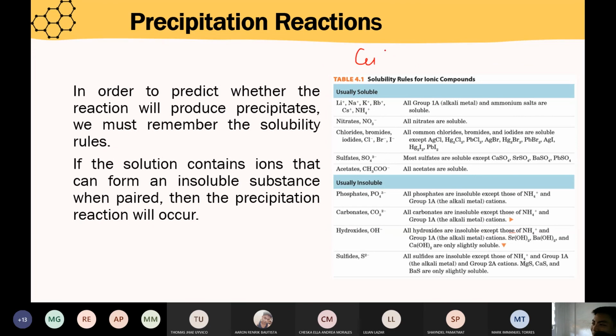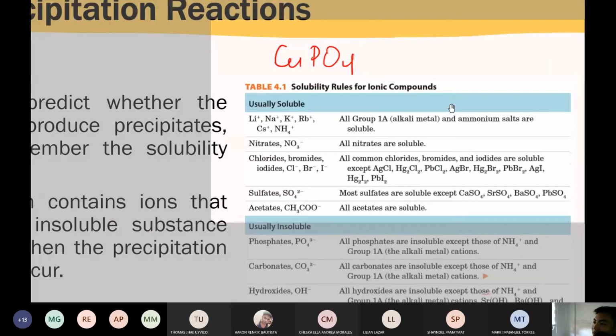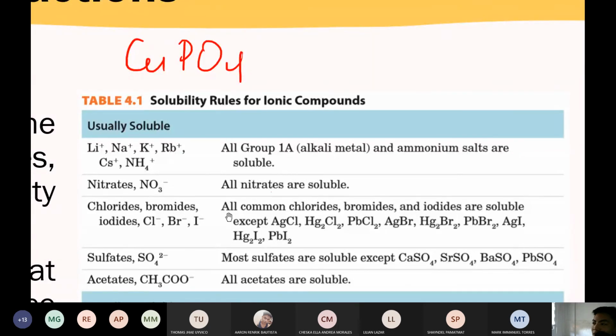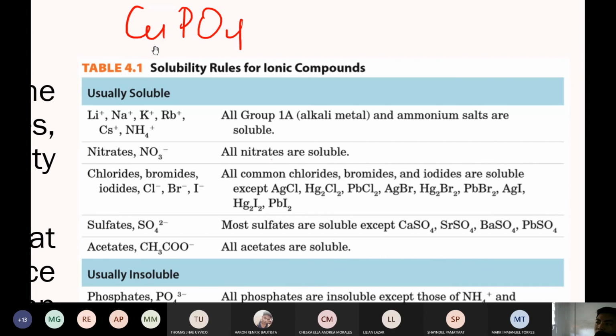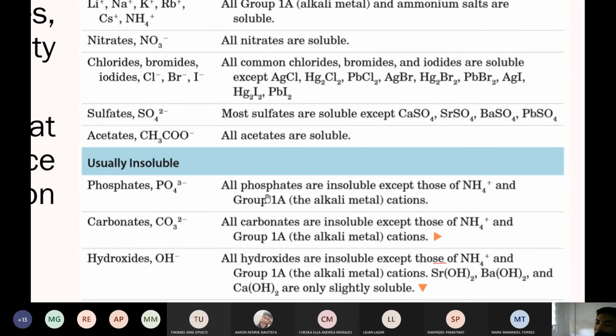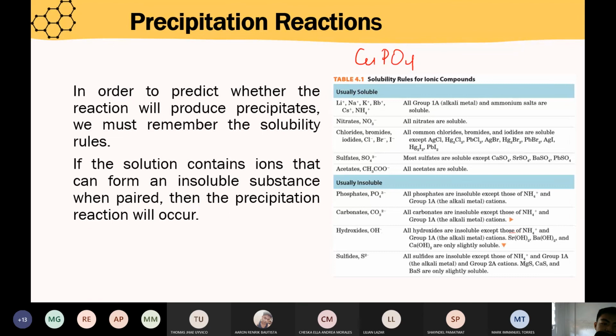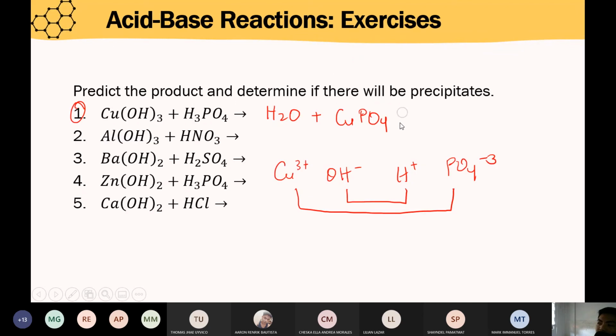Anyway, so ano yung compound natin? Copper phosphate, di ba? Yeah, so copper phosphate yan. O, tingin tayo. May sinabi ba about copper phosphate? Wala dito. Ayan, phosphate. Okay, so ano sabi dito sa phosphate? All phosphates are insoluble except those of ammonium and group 1. So, ibig sabihin, kapag ang phosphate, kapartner niya si ammonium o kaya group 1, soluble siya. Kaso, ano yung partner ni phosphate dito? Copper, no? So, since copper yun, edi insoluble yun. Kasi hindi naman yun ammonium, hindi naman siya group 1. So, that means, other than the acid-base reaction, we also have a precipitate formed.